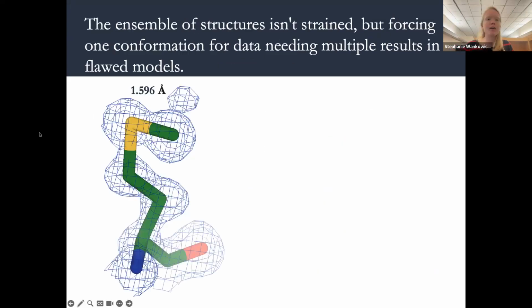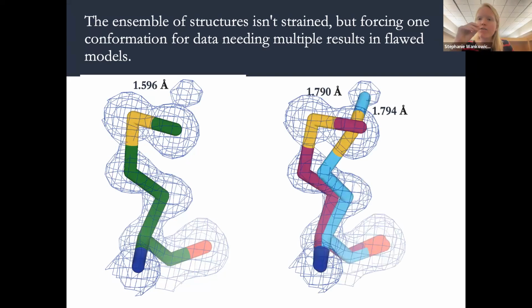And so if we think about this, if we have experimental data, it comes from an ensemble of conformations. And then we try to push in one explanation of this conformational ensemble. Well, we're often going to end up straining the model, which results oftentimes in differences of bond lengths and bond angles. But if instead we model the conformations into multiple different states, as the experimental data actually says, we're going to get much less flawed models.